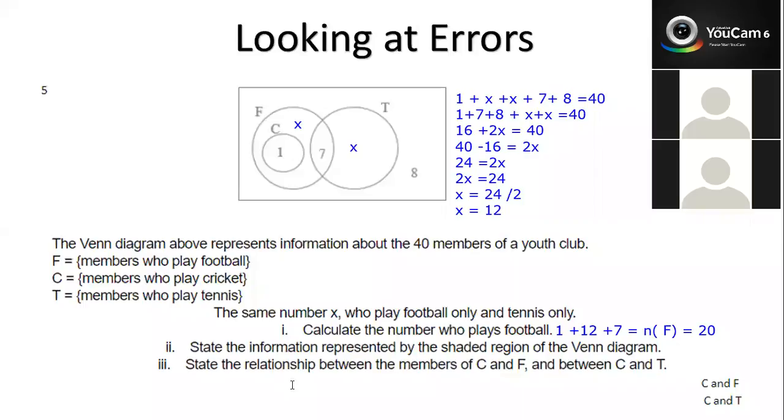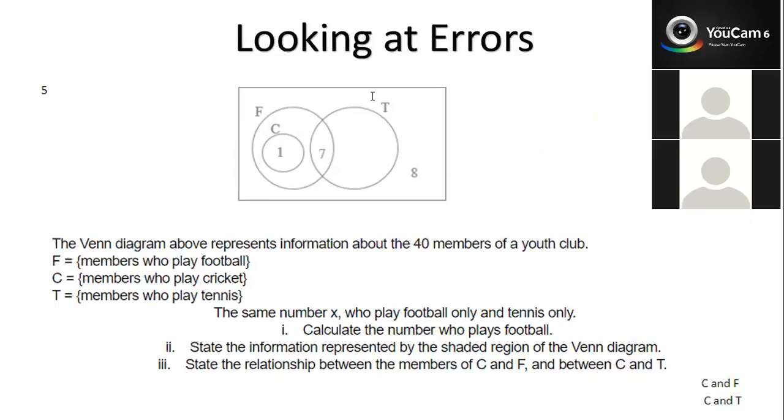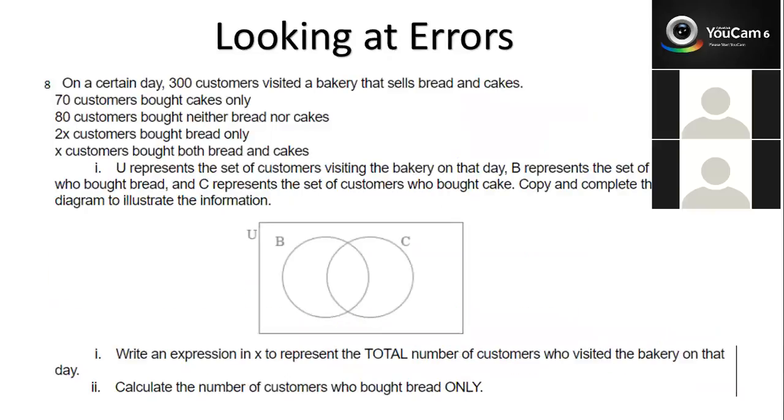What about C and T? What type of set is C and T? I'm waiting for the answer, ma'am. What's the answer for C and T? Sir, disjoint. Good job. So like you did on the school challenge quiz a while ago. Very good. All right, both of you kind of struggled in this one a bit, especially part one of the question.